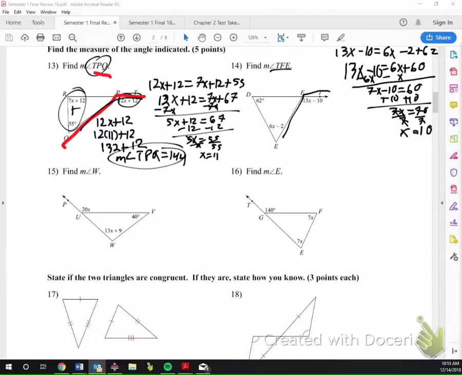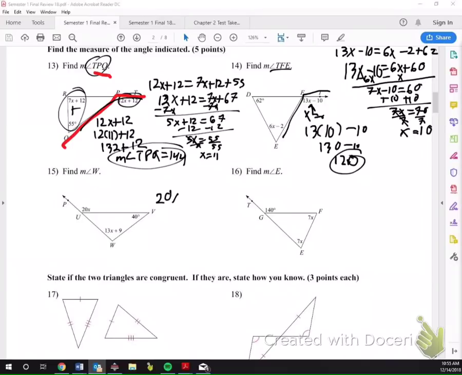So, we're looking for TFE. That's 13x minus 10. Plug that 10 in there. We have 13 times 10 minus 10, or 130 minus 10 equals 120.